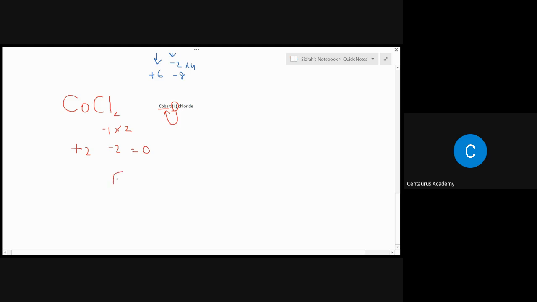Then there is one more concept I want to give you here about reducing agents and oxidizing agents. First, tell me, in this particular reaction that I'm writing, which species are oxidized and which are reduced? And whether this reaction is a redox reaction or not.